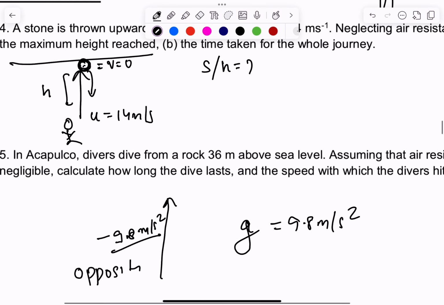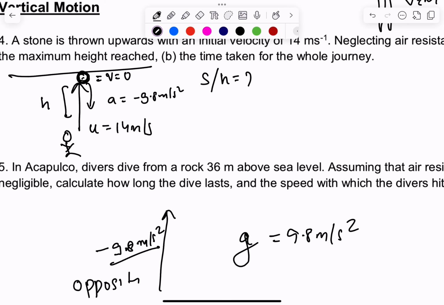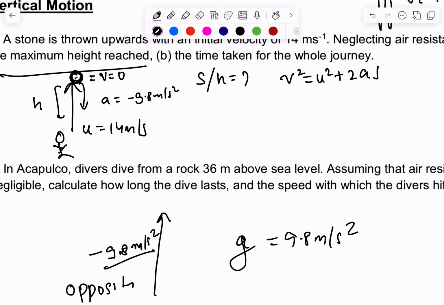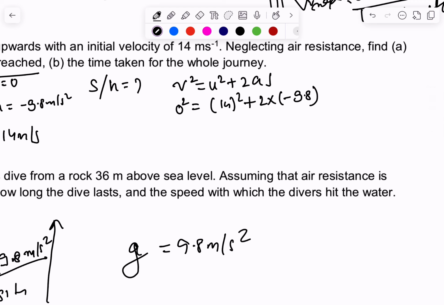All right, so now we know that acceleration is minus 9.8 meters per second squared, and we know the formula again. The formula which we will be using is v squared equals u squared plus 2as, and not v equals u plus at, because we are not given the time. That is the reason we are not using that formula. So v squared is 0 squared, because final velocity is 0, initial velocity is 14 squared, plus acceleration is minus 9.8, and s is what we have to find.